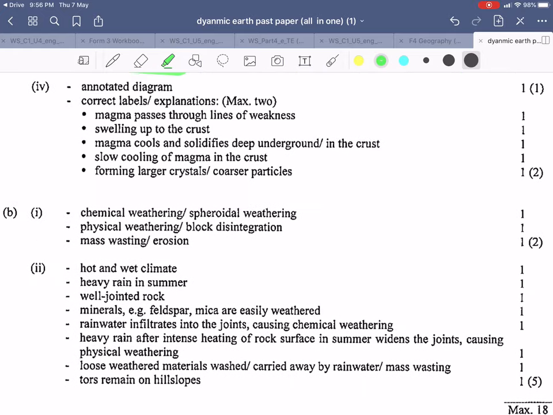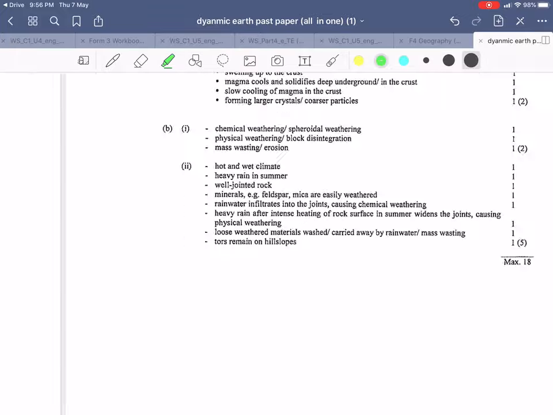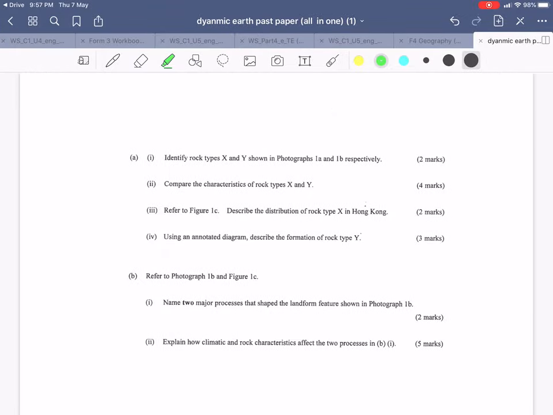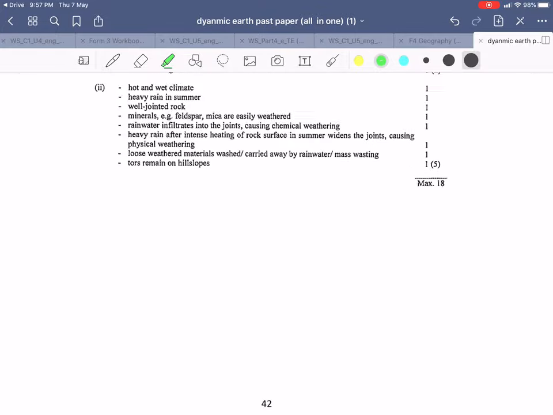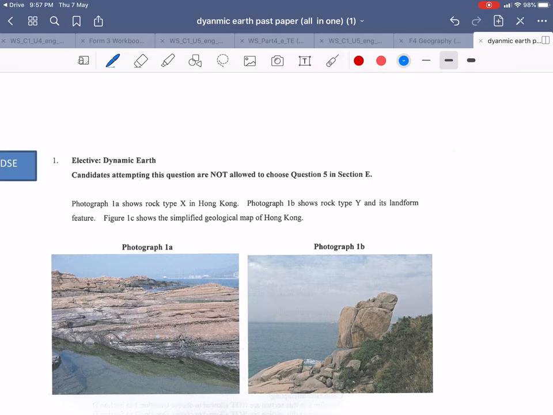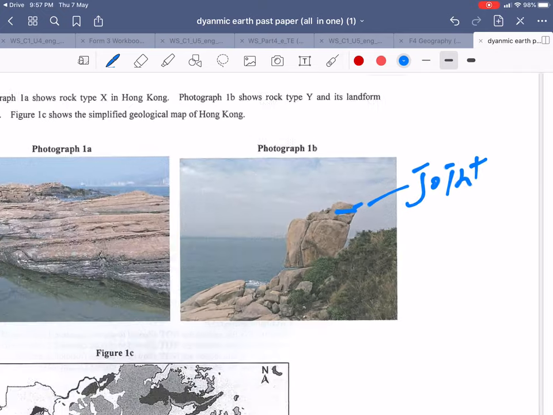And then, what is chemical weathering? What is grain? This one is what? I think this one should be a tor. If it's a tor, how is it formed? Mostly, when you see a tor, it is about spheroidal weathering, but this rock is really in between. You can find some joints right here. You can see there are some lines in the rock, and this one is the joint.